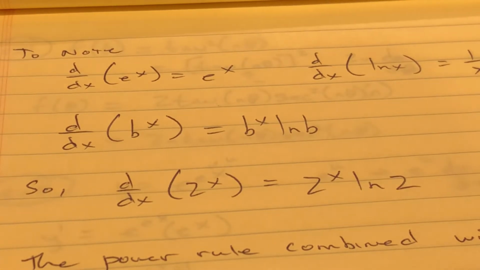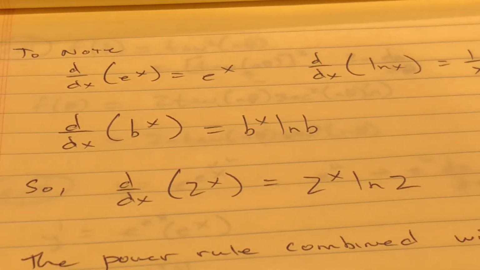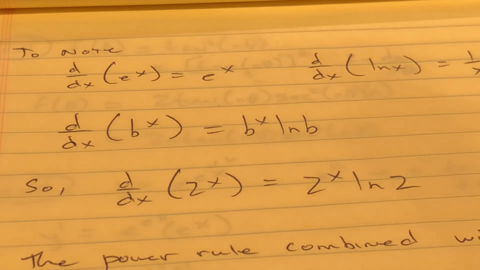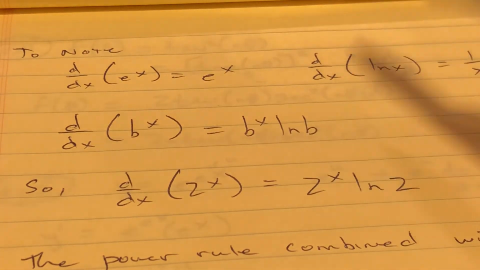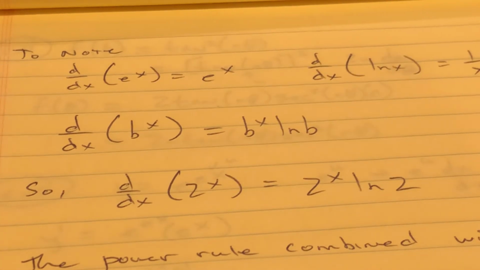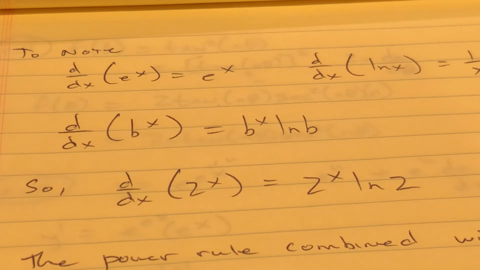All right. Then the derivative of b to the x, or sometimes you'll see a to the x, with b being a constant, so like 2 to the x and whatnot, is b to that exponent times natural log b. So the derivative of 2 to the x would be 2 to the x natural log 2. You're going to have to remember that one.